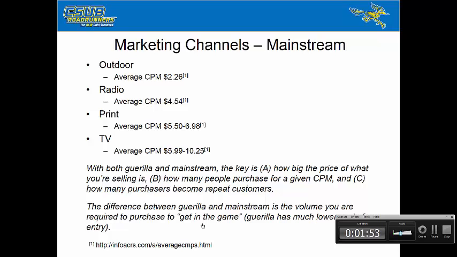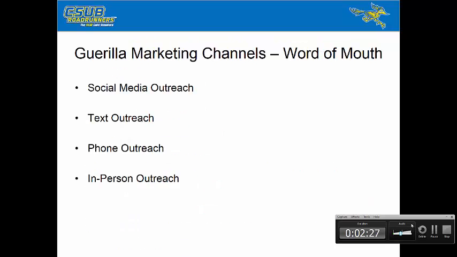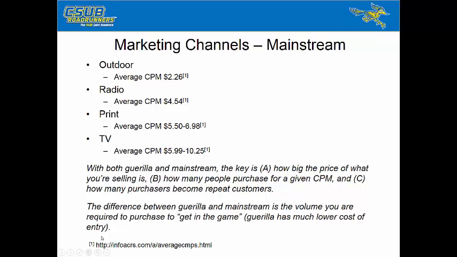The problem is that you can't buy just 1,000 people. You have to buy 100,000 or 500,000 at a time, because there's no way to control how many people see the billboard. So you're basically buying coverage for the entire city of Bakersfield when you just really want to target a certain niche of people. So mainstream marketing can be really effective, but you usually have to pay a pretty high price to get in the game to begin with. Guerrilla marketing has a much lower cost to get in the game initially.